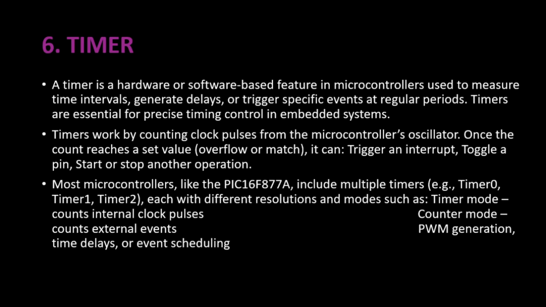It takes the clock pulses from the microcontrollers or oscillators and works based on counting them. Once the count reaches the set value, or overflow or match, it can trigger an interrupt, like toggle a pin or start or stop another operation. Most microcontrollers like PIC16 include multiple timers like timer 0, timer 1, timer 2. Each of the timers has different resolutions and modes such as timer mode and counter mode. Timer mode means counting internal clock pulses, and counter mode means counting external events.